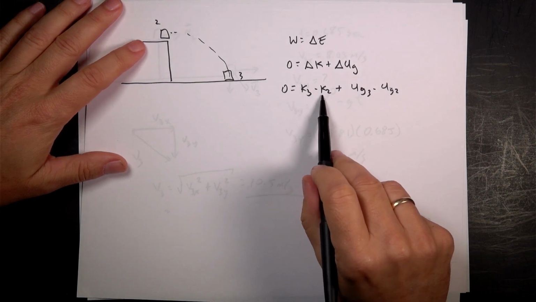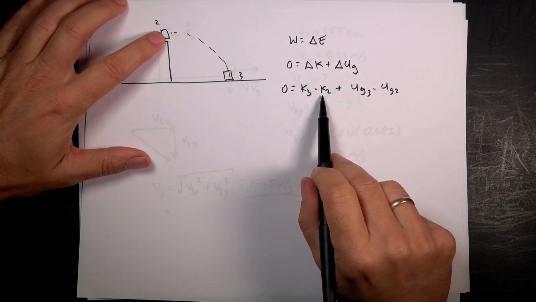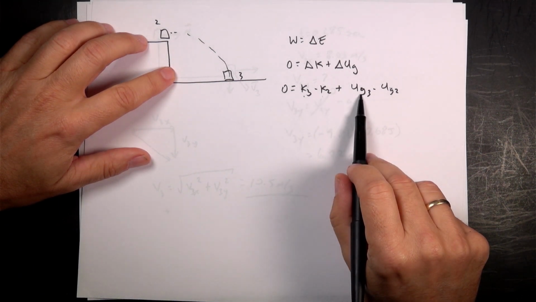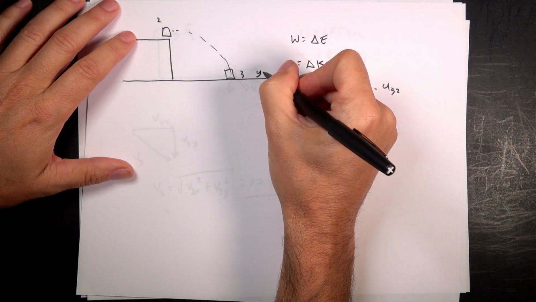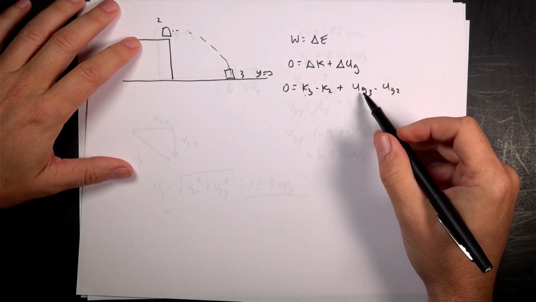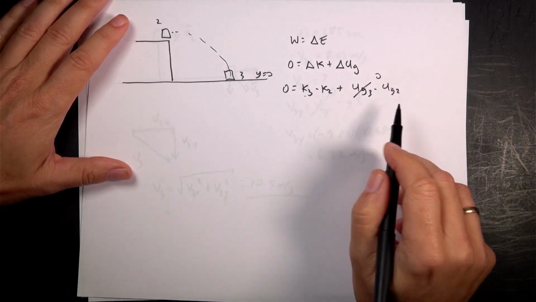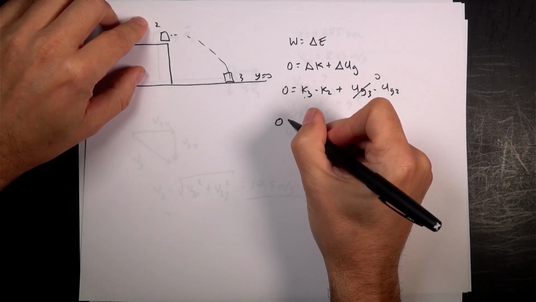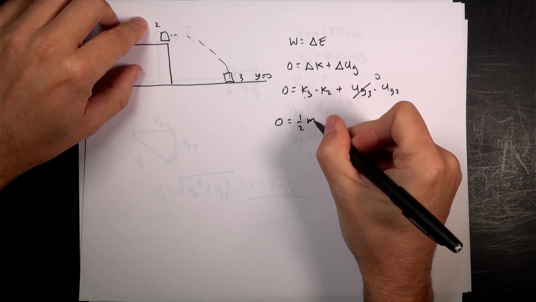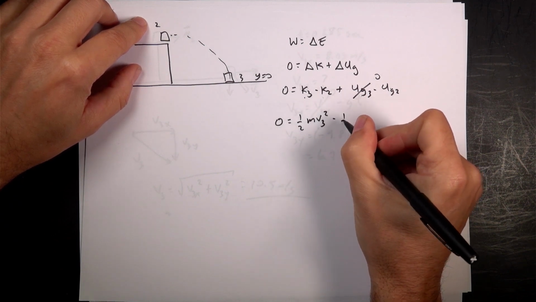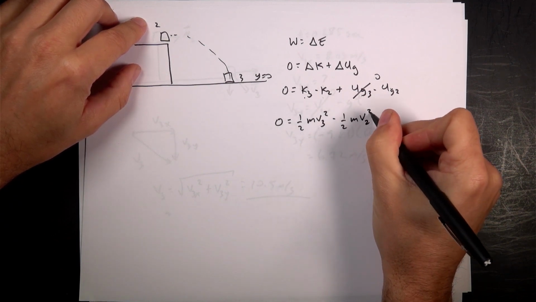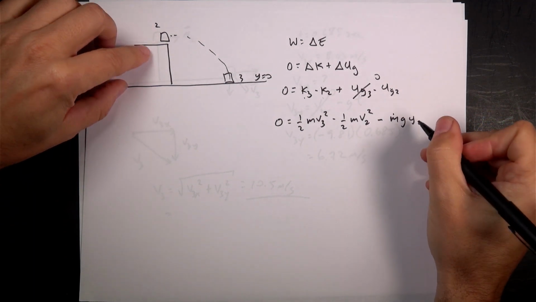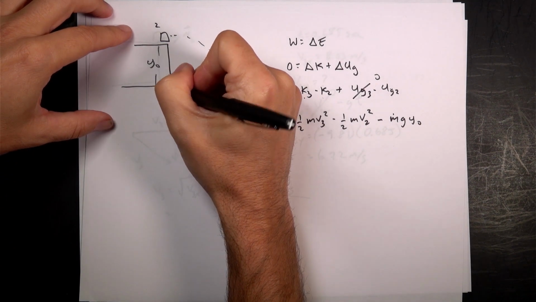Now, I know this one. I know the velocity up here. I'm trying to find the velocity at point 3. I know if this is y equals 0 down here, then mgy3 is going to be 0. So I can just solve for my final velocity. So let's do that. 0 equals 1/2 mv3 squared minus 1/2 mv2 squared minus mgy0, right? Remember this is y0.